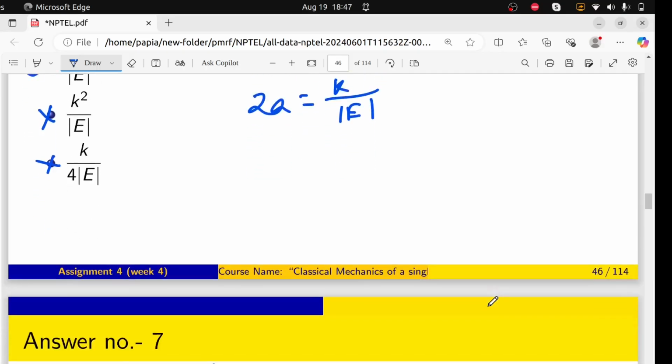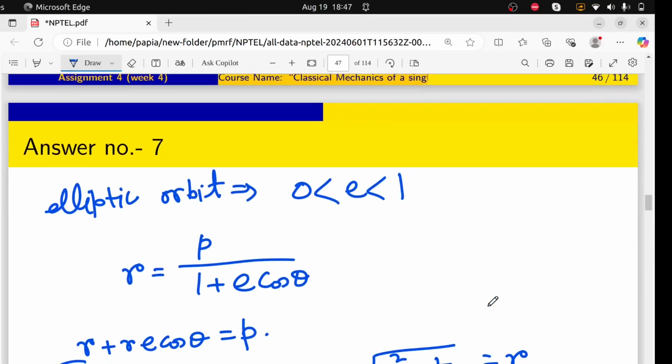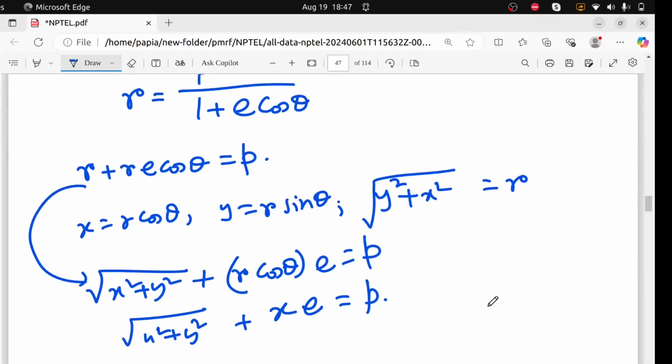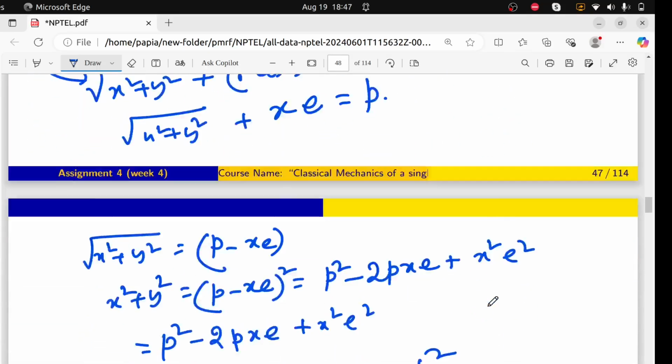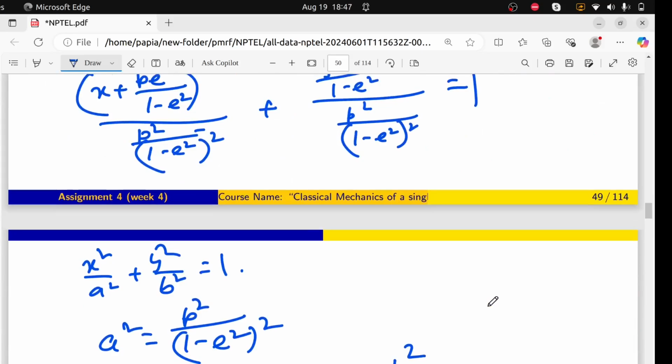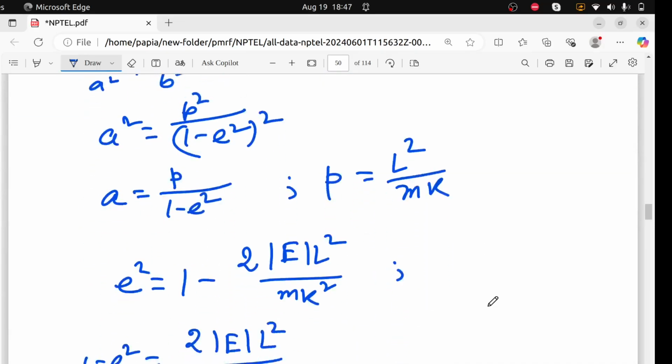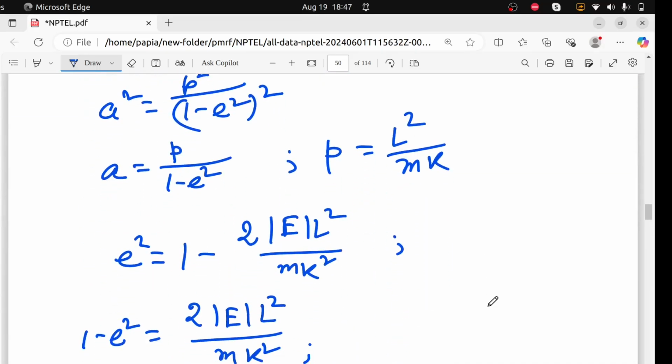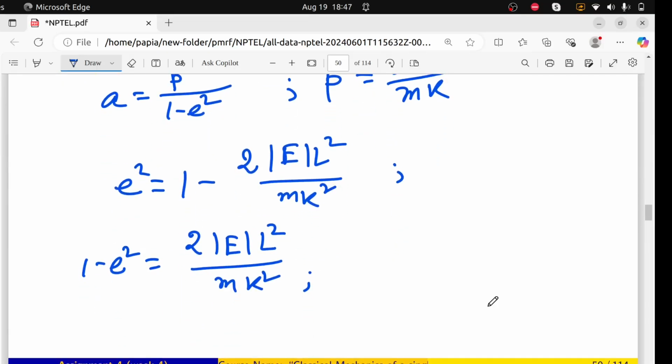So for that, what we did, we just did the elliptic orbit and then r equals to p by 1 plus e cos theta. Then for ellipse, we calculated the values and we got x square by a square plus y square by b square equals 1. That is the general solution for ellipse. And then a is p by 1 minus e square. So now we are just taking the values and we are getting the answer.